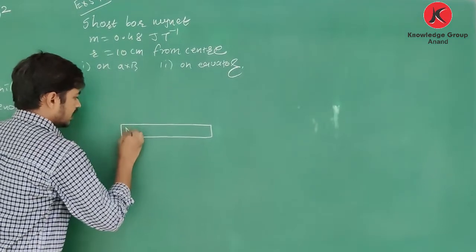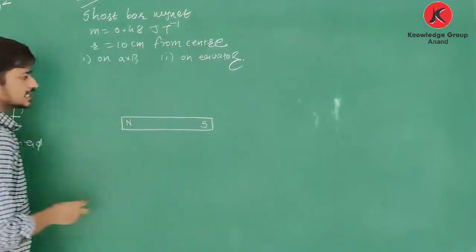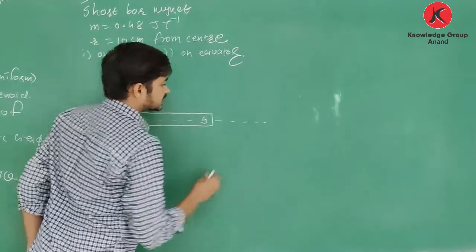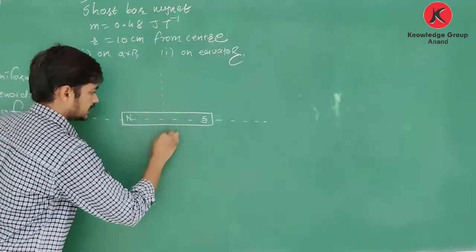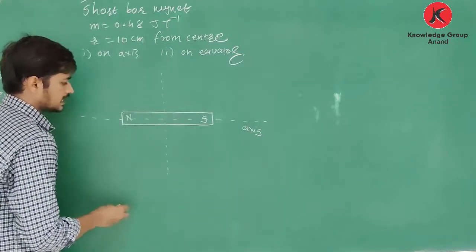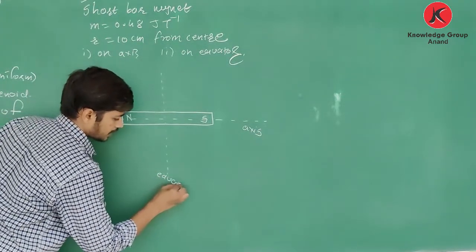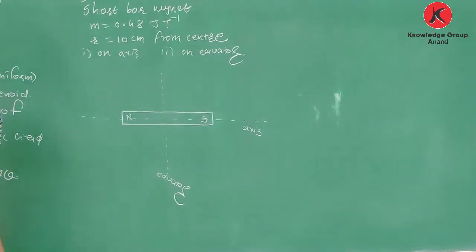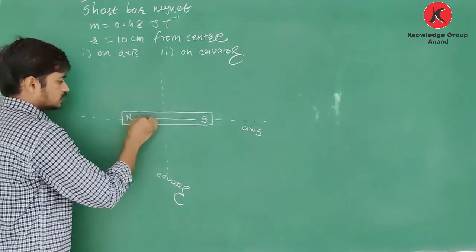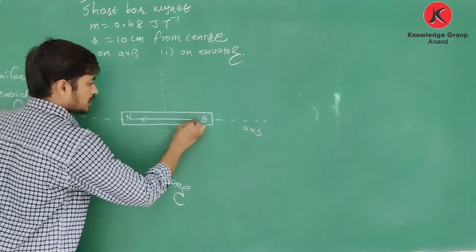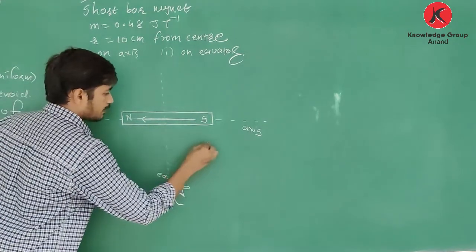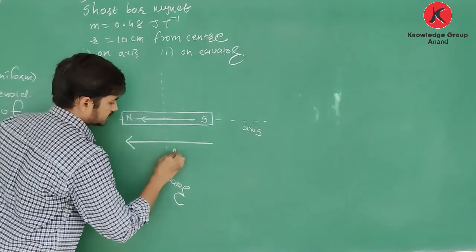It is a magnet. Now it has a north pole and a south pole. It has its axis and its equator. We know that the magnetic moment is in this direction, from south to north. Clear about this? So yes, the magnetic moment is in this direction.